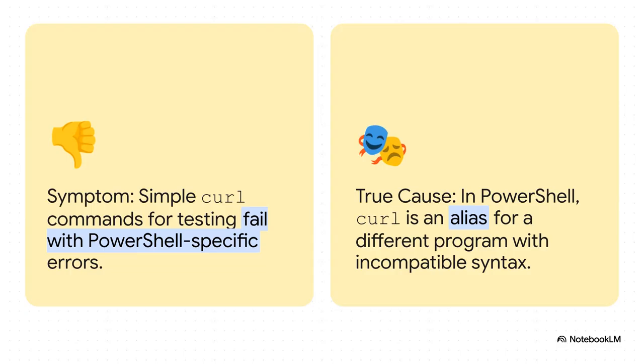Okay, progress. The daemon is finally running. So you think, let me just run a quick curl command to test it. And then it fails. But with weird PowerShell errors. Why? Because on Windows, when you type curl in PowerShell, you're not actually running curl. You're running something called Invoke-WebRequest. The shell was literally tricking us.